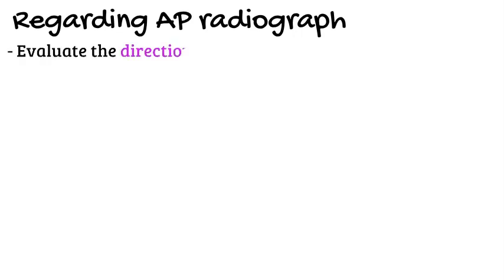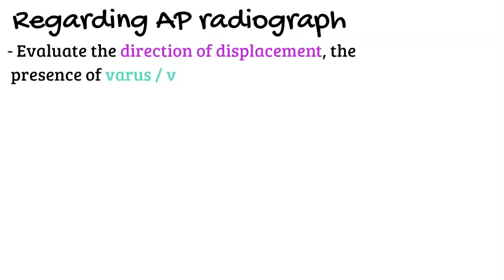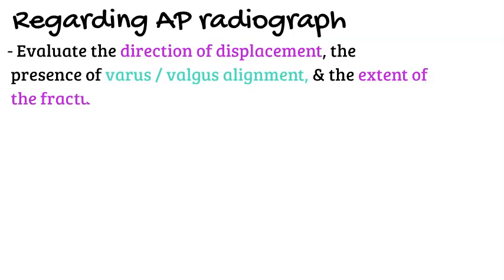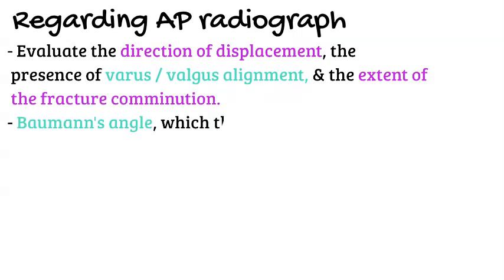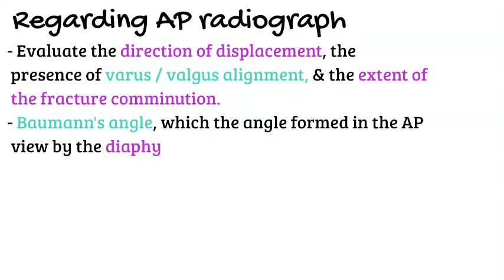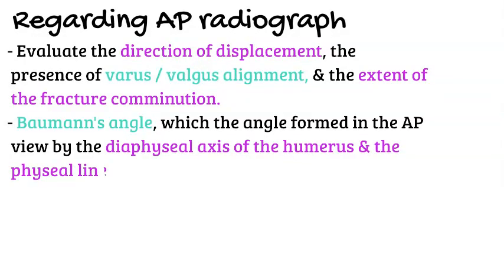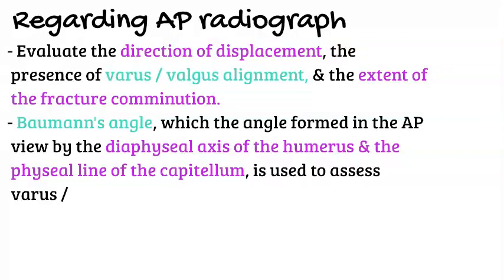Regarding the anteroposterior radiograph, evaluate the direction of displacement, the presence of varus or valgus alignment, and the extent of fracture comminution. The Baumann's angle, which is the angle formed in the AP view by the diaphyseal axis of the humerus and the physeal line of the capitulum, is used to assess varus or valgus alignment of the distal humerus.